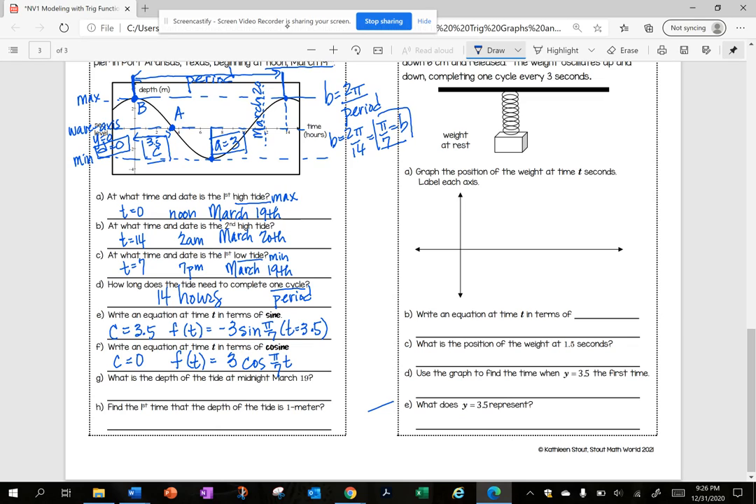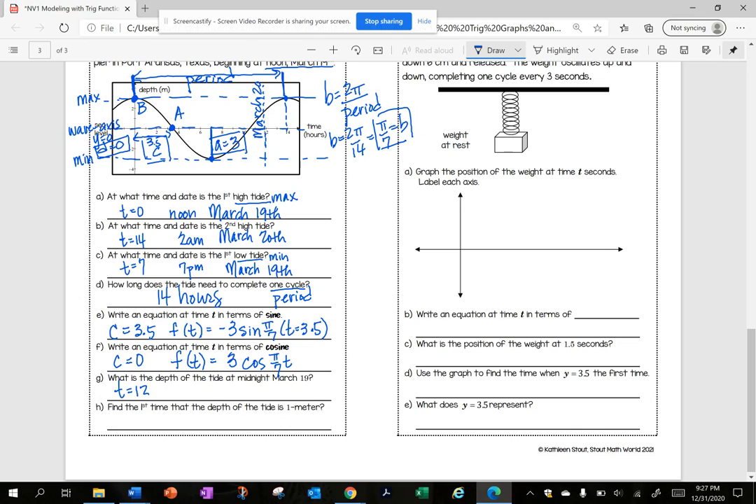Okay, next question. These are the two questions where I give you the x value and ask you for y, and give you the y value and ask you for x. But I'm using t at this point. So what is the depth of the tide at midnight on March 19th? That's at t equals 12.